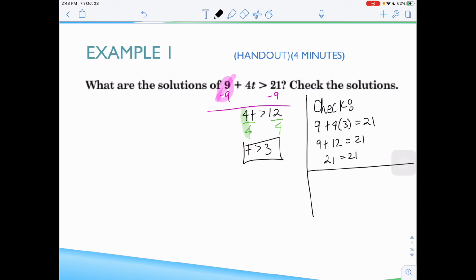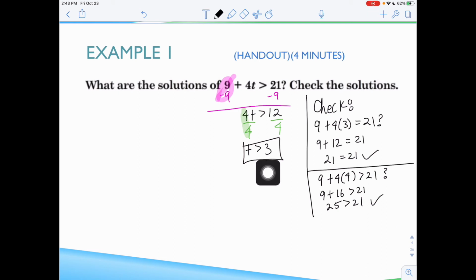Part 2 of the check is to pick a number greater than 3. Since our final answer said t is greater than 3, we want to pick anything that's greater than 3 and see if we get something bigger than 21. So for example, we could choose 4. So we can say 9 plus 4 times 4 is greater than 21. Well, we'll see. When you plug in 4, you get 9 plus 16, which gives us 25, and that is indeed greater than 21, so it checks out.